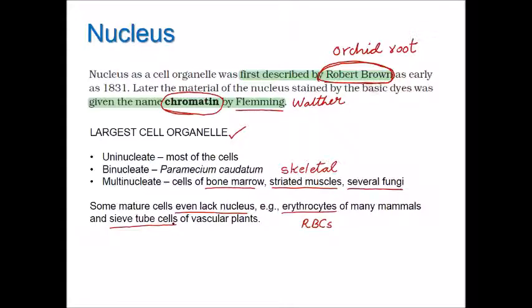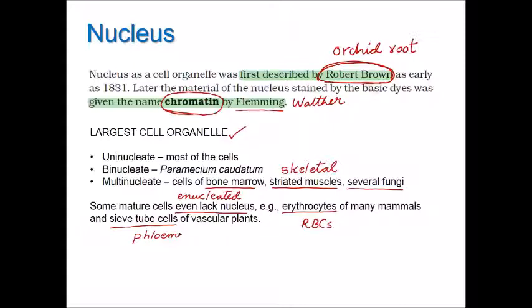So sieve tubes are found in which part of the plant? Or sieve tube is a component of which part of the plant? You have studied in lower classes about phloem. Yeah, it is phloem and xylem. So sieve tube is a part of phloem. It helps in conduction of food. So both sieve tube cells and RBCs of human beings lack nucleus, and such cells are called enucleated cells. So enucleated cells are those cells without a nucleus.